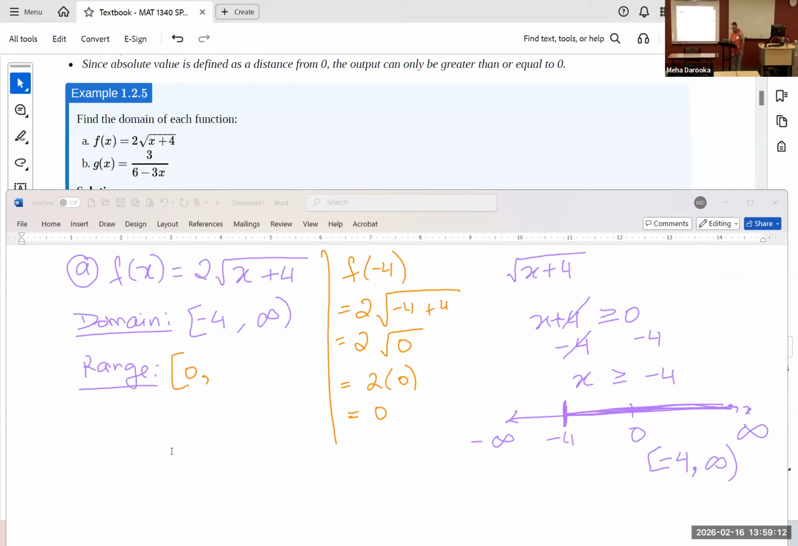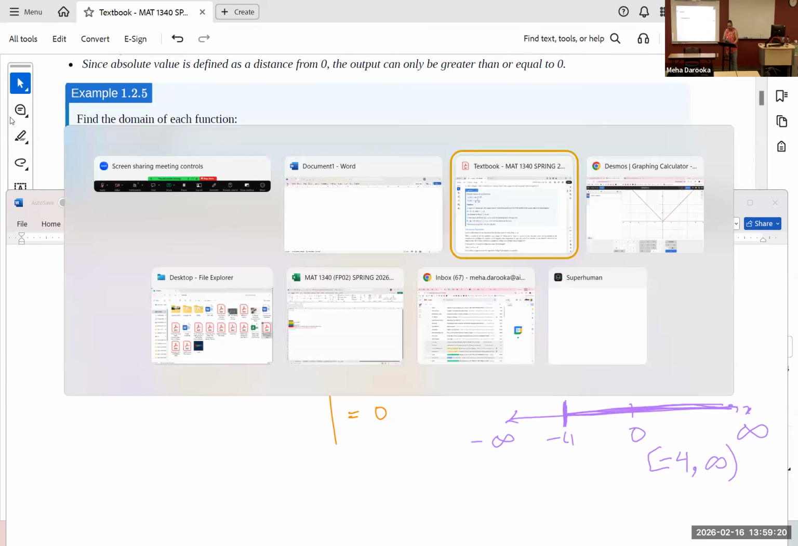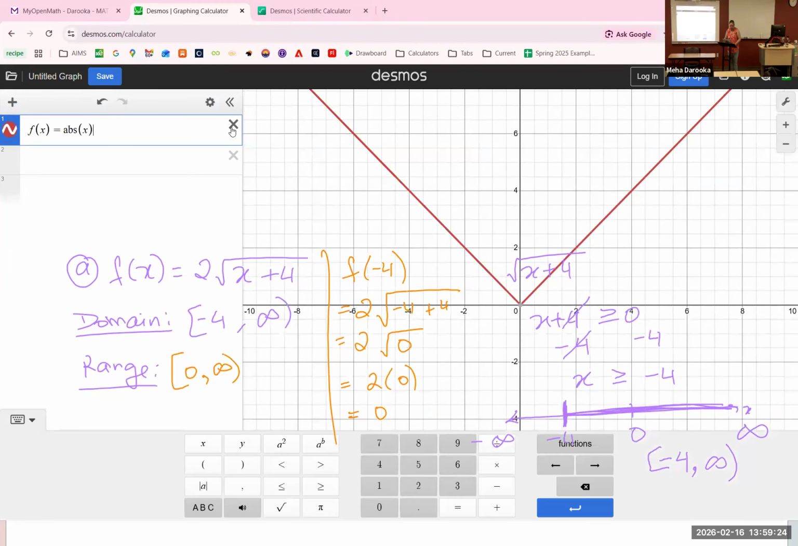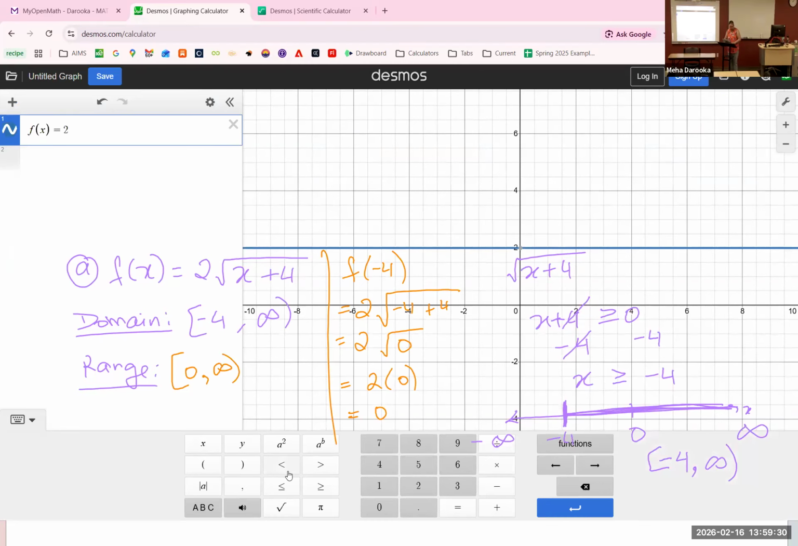And we should be heading to positive infinity. And obviously we can do a quick check with our graphing calculator. So let's do that. There you are. So let's plug this in. So we've got f of x is equal to 2 times square root of x plus 4 on the inside.